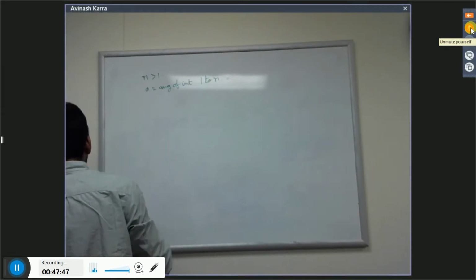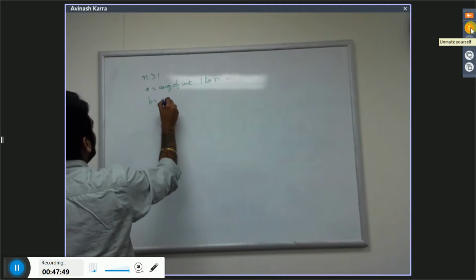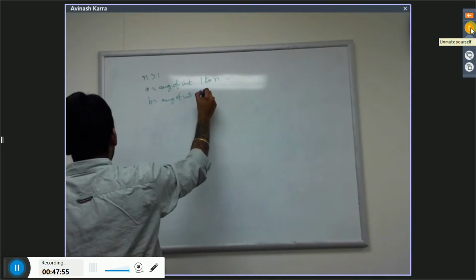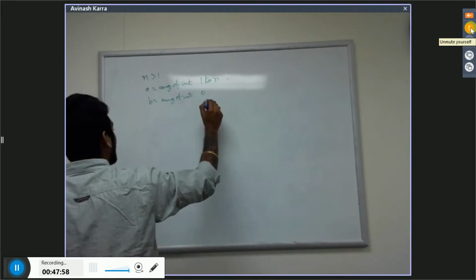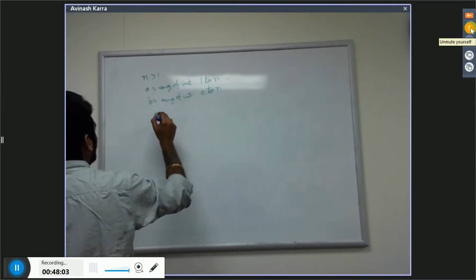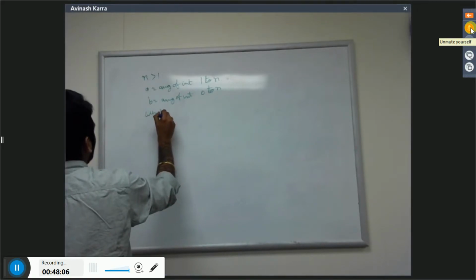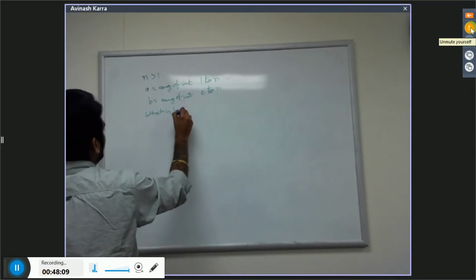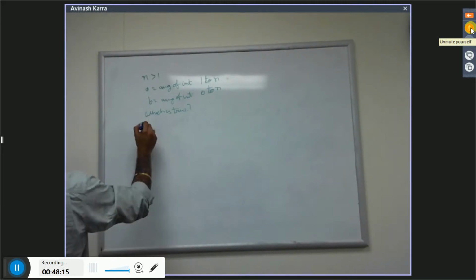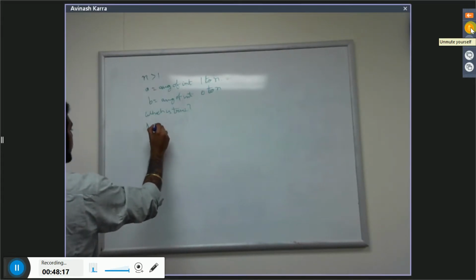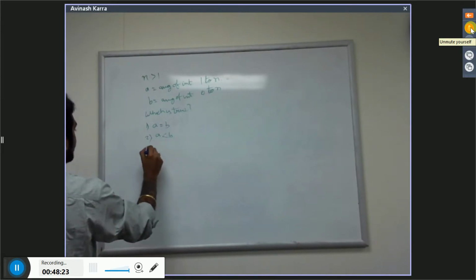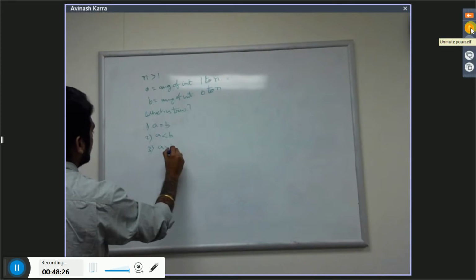Let B be the average of the integers between 0 and n. Which of the following could be true? Let me write it as a shortcut. Anyhow, my handwriting is bad, please bear with me. 1. A is equal to B. 2. A less than B. 3. A greater than B.